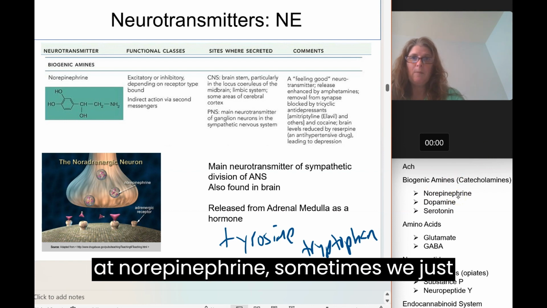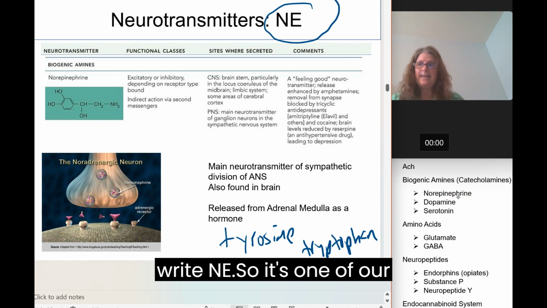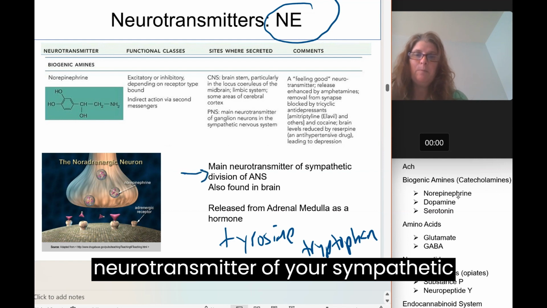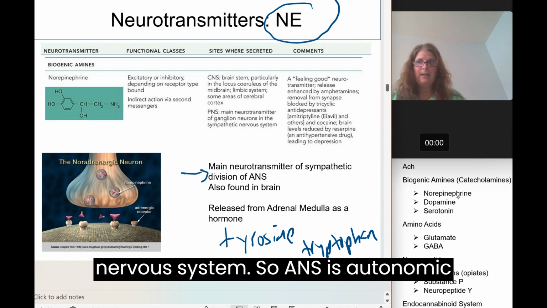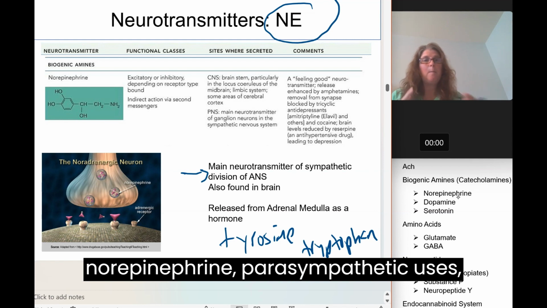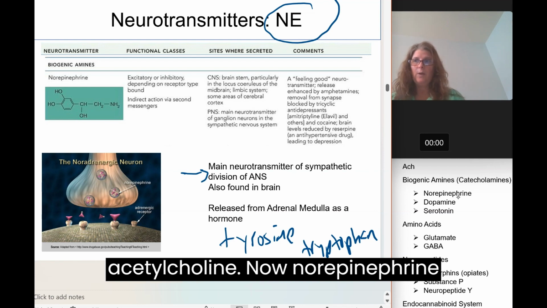When we look at norepinephrine, sometimes we just write NE. It's one of our catecholamines. It is the main neurotransmitter of your sympathetic nervous system. ANS is autonomic nervous system. Sympathetic uses norepinephrine. Parasympathetic uses acetylcholine.